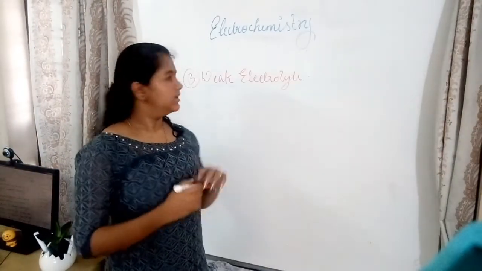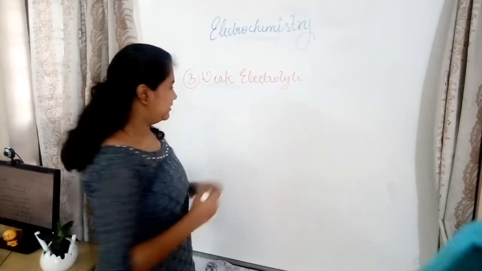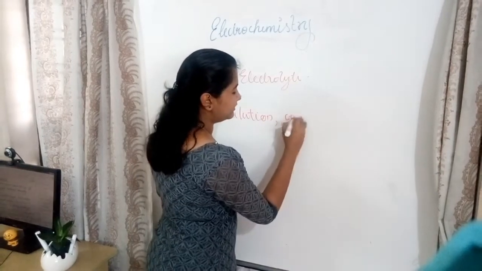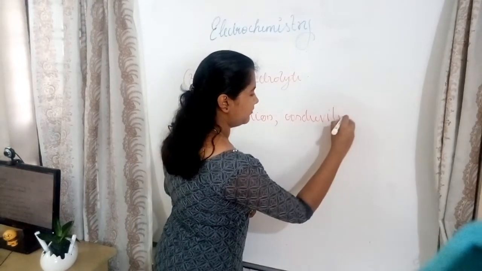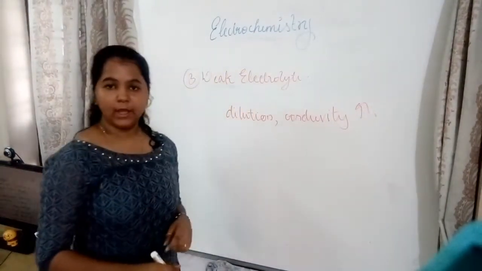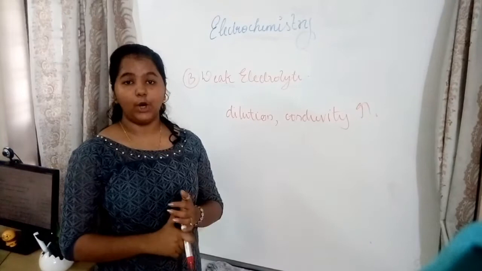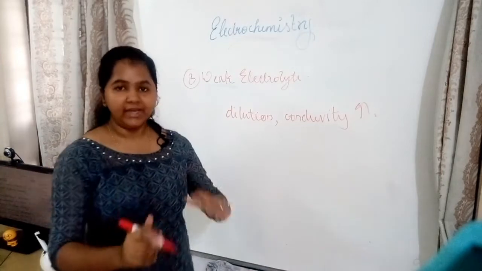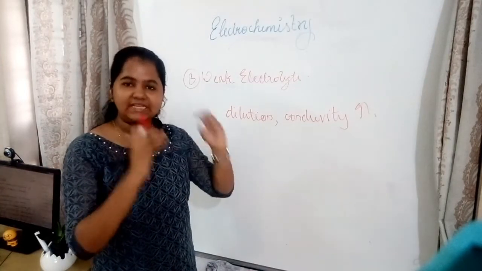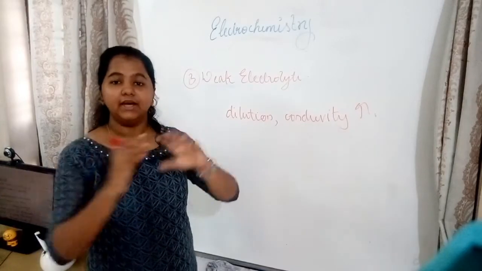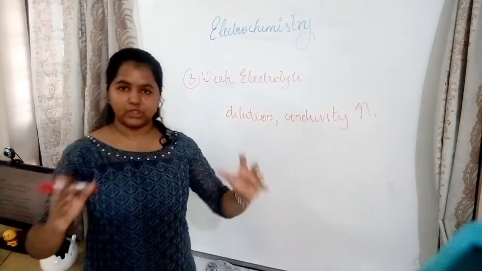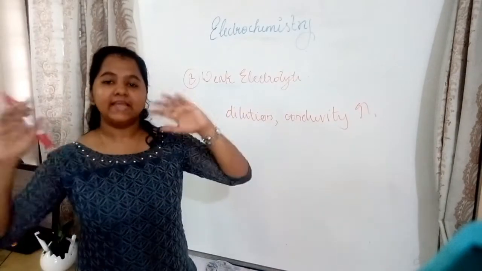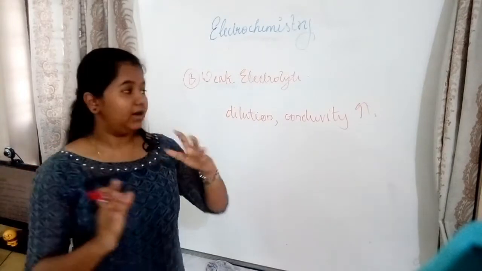Weak electrolyte. Upon dilution, what happens? On dilution, conductivity increases. Why? Because the dissociation without dilution is very less. When water is added or when it is diluted, there is an abrupt increase in the dissociation. The number of ions will increase. As the number of ions increases rapidly, there is an abrupt increase in the conductivity.